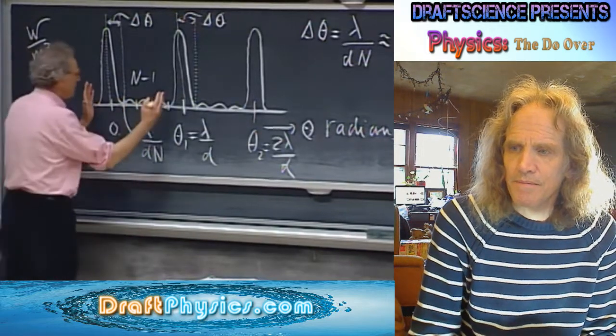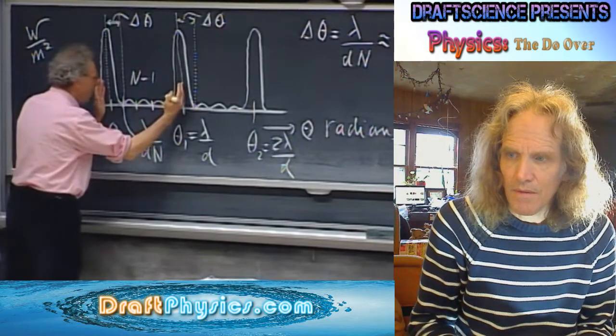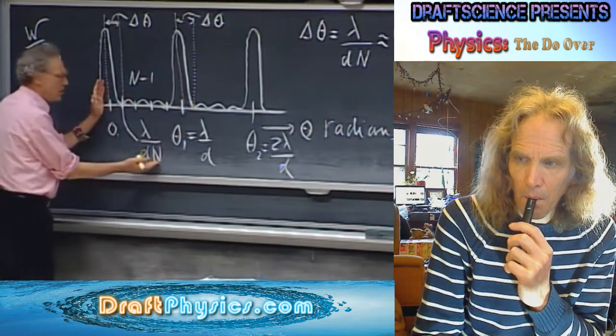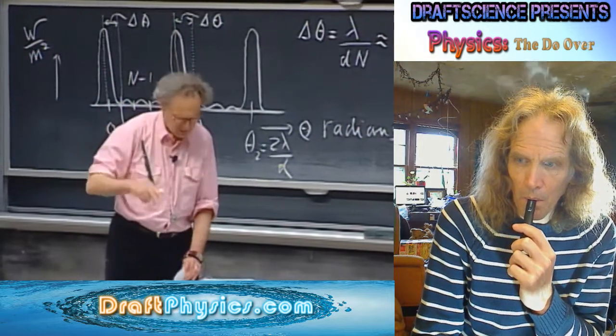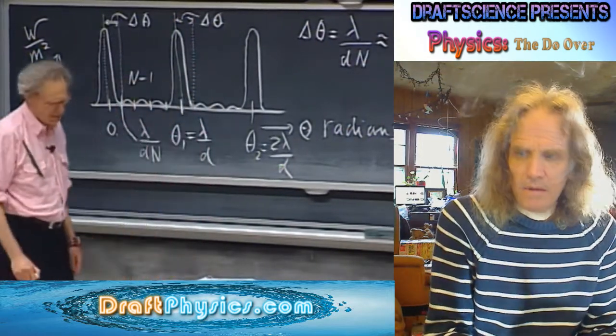And so you see that it is n times smaller than this distance. And so if n is large, these lines become extremely narrow. And that's the big difference between two-slit interference and multiple-slit interference.